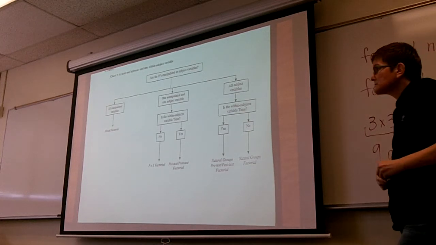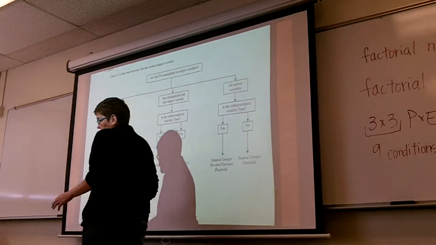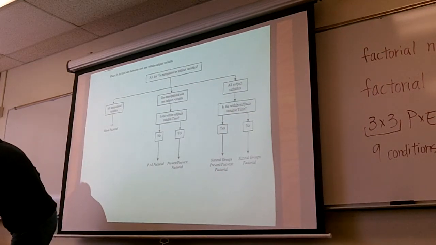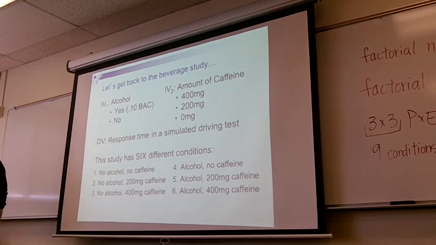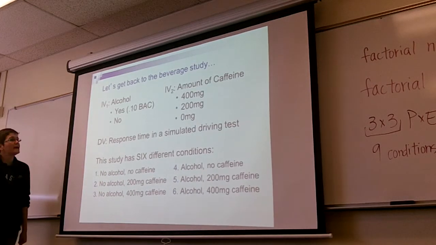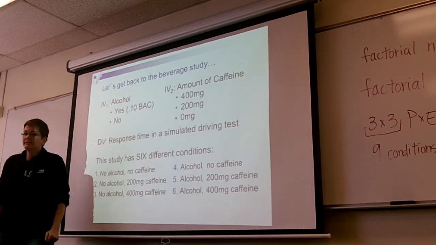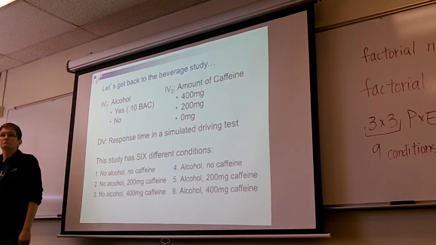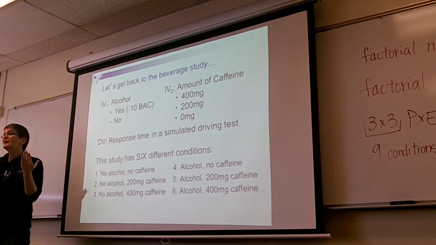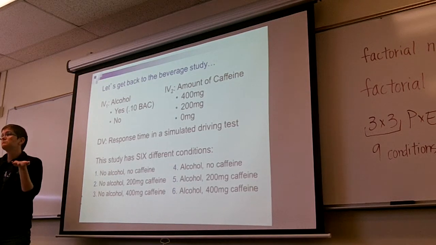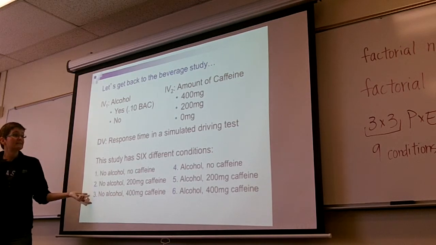Okay. And that's also true. Let's look at this. Let's go back to our drinking alcohol and caffeine. So this was a 2 by 3 design, right? 2 by 3. Well, 2 times 3 is 6. And there are 6 different conditions.